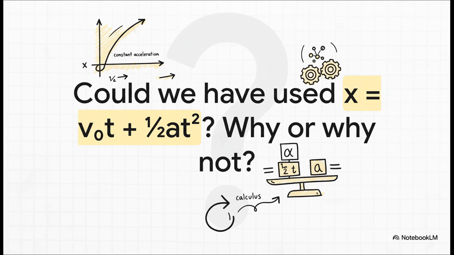And what does that tell you? It just shows you how beautifully consistent physics is. The deep calculus definitions and the handy formulas, they're just different roads to the same truth.